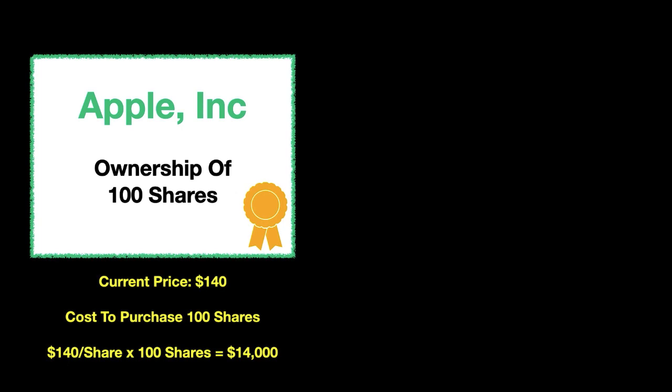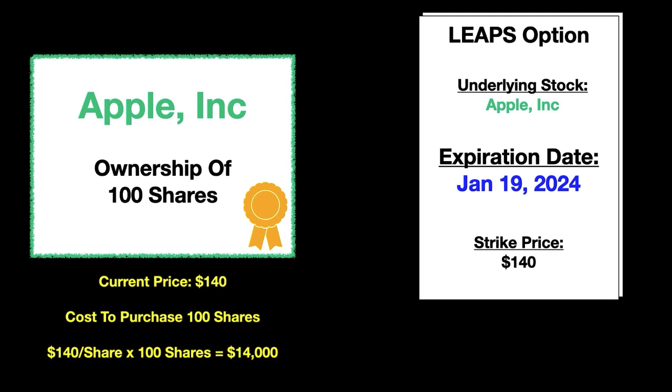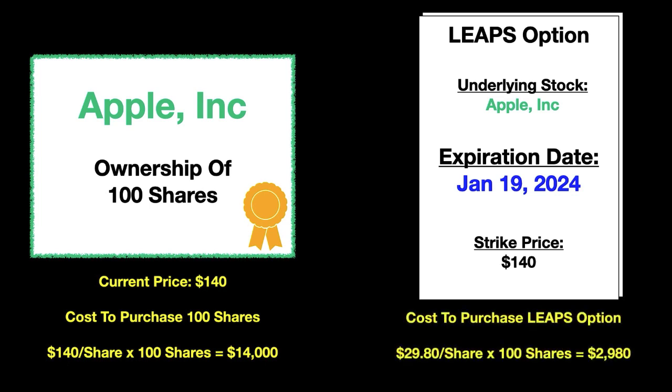Now compare this to a LEAPS option, where I would have the underlying stock being Apple Incorporated, and my expiration date would be a year or more away. So in this case, I've got January 19th of 2024, and I've specified a strike price of $140. Now, in order for me to own this LEAPS option, which would give me control of those same 100 shares of Apple stock, my cost to purchase this LEAPS option would be $29.80 per share, times the 100 shares, giving me a total cost of $2,980.